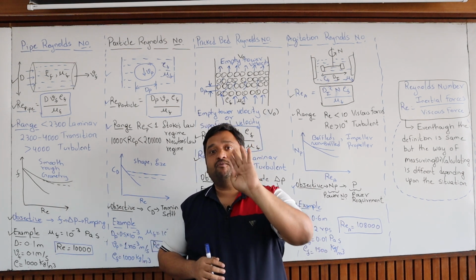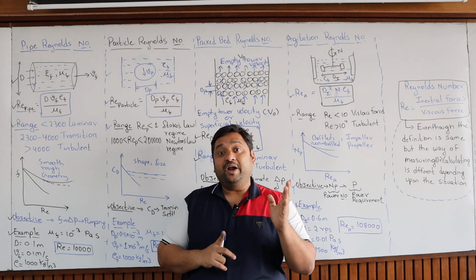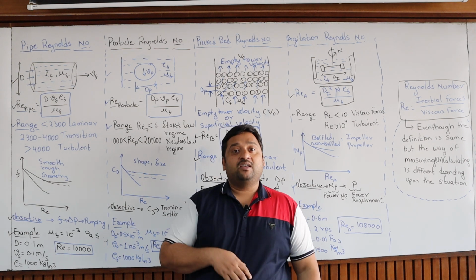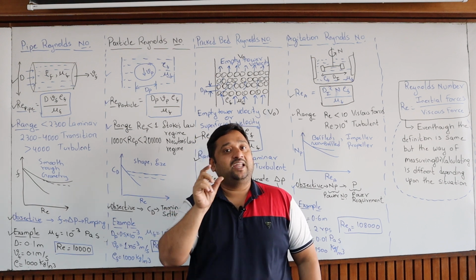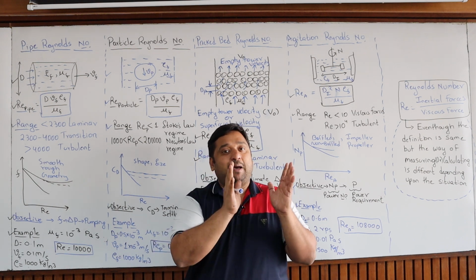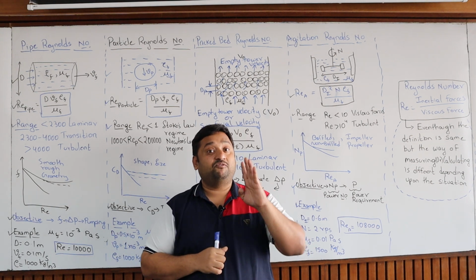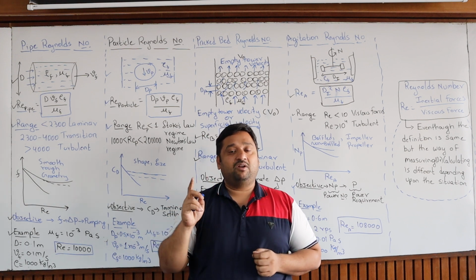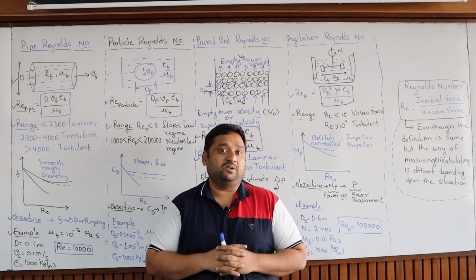Today we are going to see 4 different situations. One is pipe. When the fluid is passing through the pipe, what kind of Reynolds number do we use? When a particle is settling in a liquid, or any particle is settling in air, then we use the particle Reynolds number. When there is a packed bed, the Reynolds number for the packed bed is going to be different. And the 4th situation is agitation and mixing. When some agitator is revolving, there is a different Reynolds number that we have to estimate.